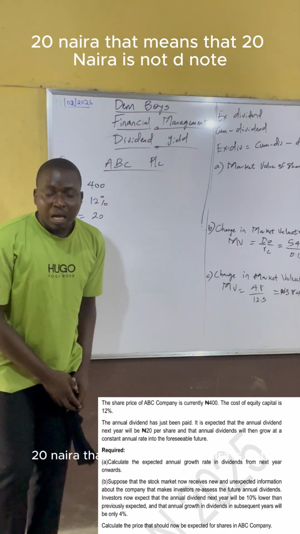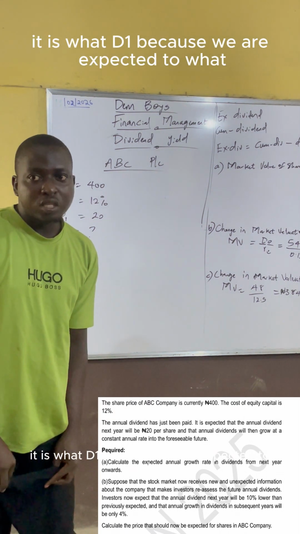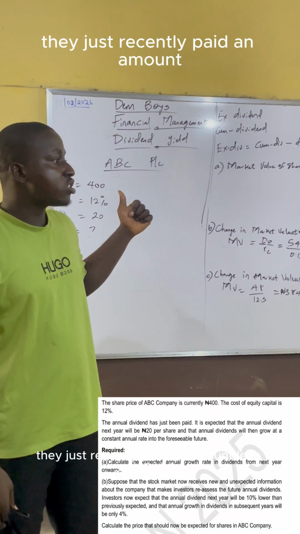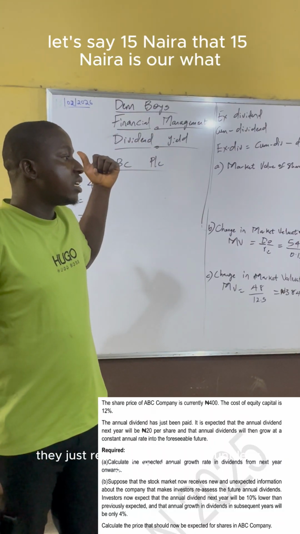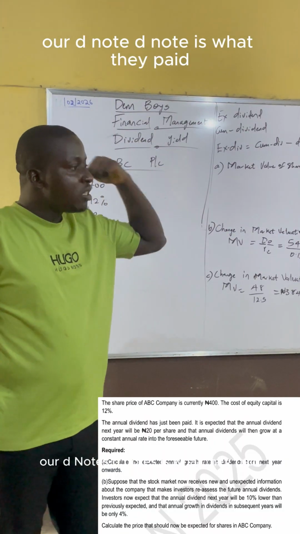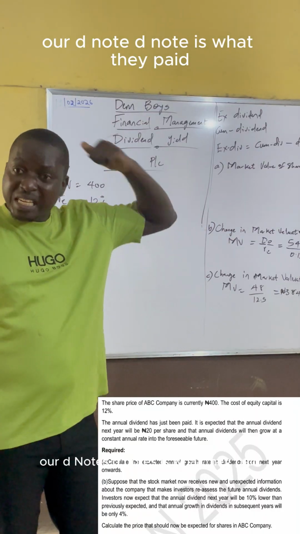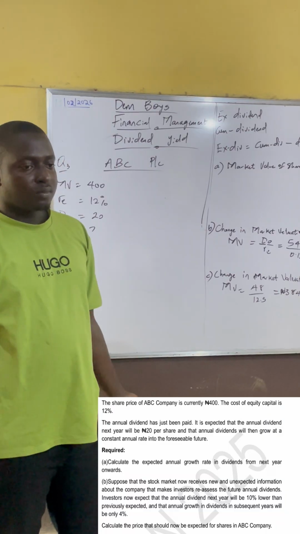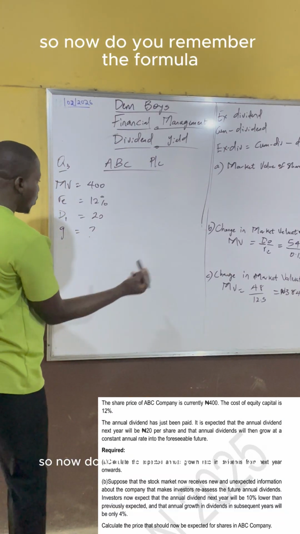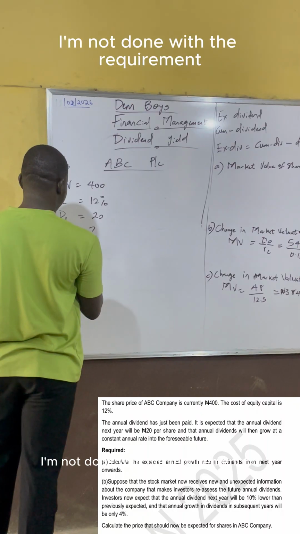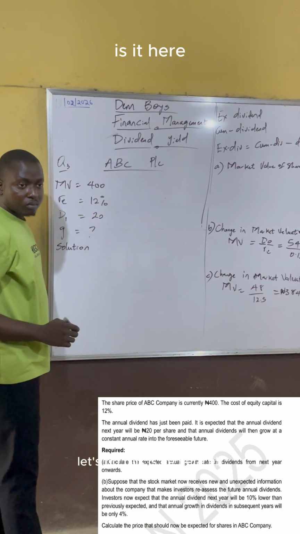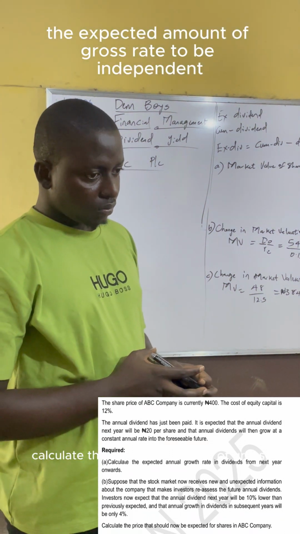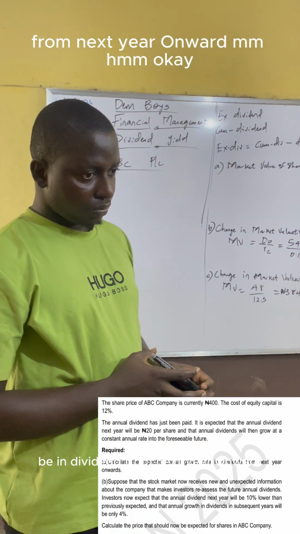They said they are expected to collect 20 naira next year. That means that 20 naira is not D0, it is D1, because we are expected to collect it. If they say they just recently paid an amount, let's say 15 naira, that 15 naira is our D0. D0 is what they paid. D1 is what they are expected to pay. So now, you remember the formula? They said calculate the expected annual growth rate in dividend from next year onward.